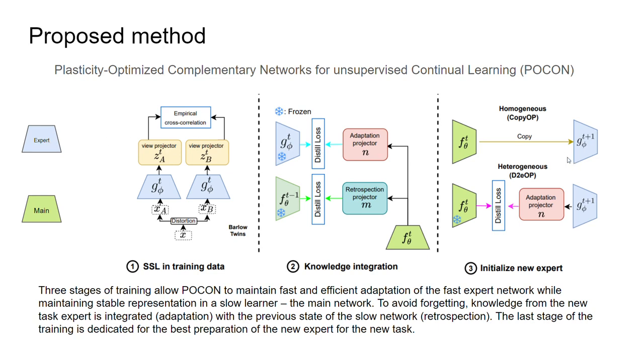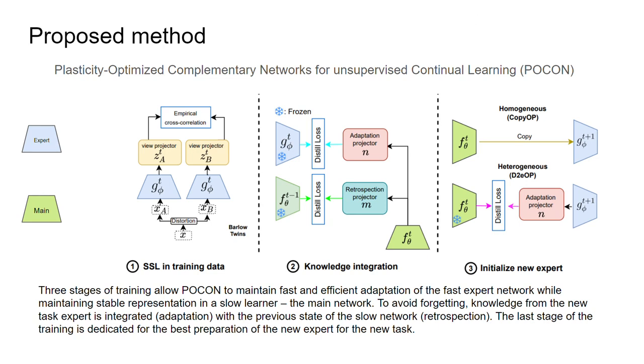Our method is divided in 3 steps. The first step is to do self-supervised learning on the data using the expert. Here we use Barlow Twins, but you can use any self-supervised learning method that you want. For the second step, you have to integrate both knowledge, the newly learned knowledge of the expert network G, and the previous knowledge accumulated in the main network F. To do this, we propose to minimize the distance between the projected features of the current data under the new learning knowledge G and the previous learning knowledge F T-1.